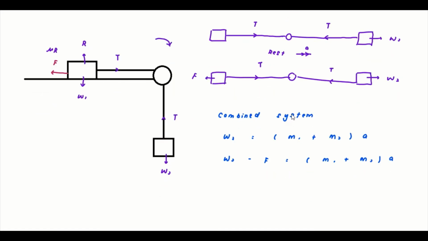If we look at it as a separate system, let's solve the easiest one first, which is this. Our normal reaction will always be equal to our weight 1. So there's no resolving of forces involved. Because we are looking at the motion in this direction, there will not be any slanted angle and so on, so you are not going to do any resolving here.